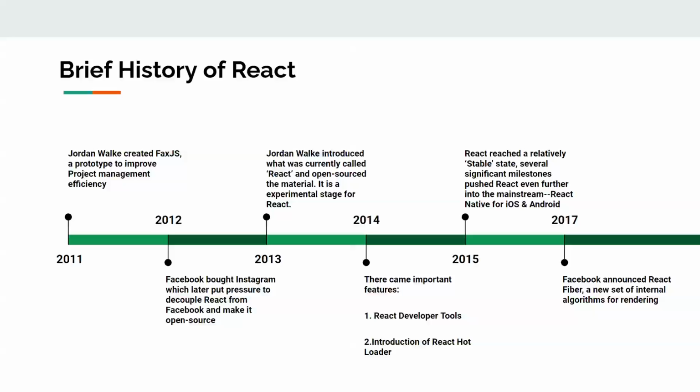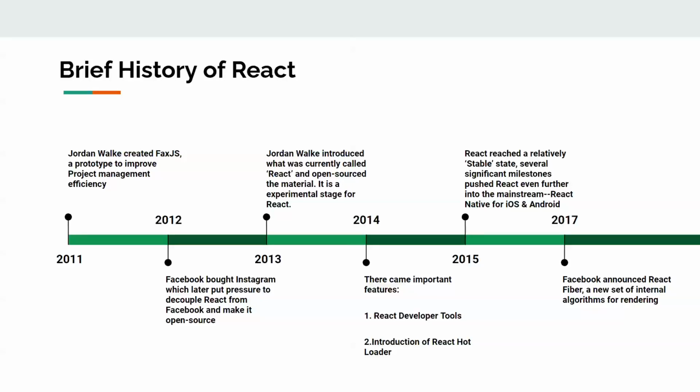In 2012, Facebook bought Instagram, which later put pressure to decouple React from Facebook and make it open source. In 2013, Jordan Walke introduced what was currently called React, as open source material. It is the experimental stage for React. In 2014, there came some important features.